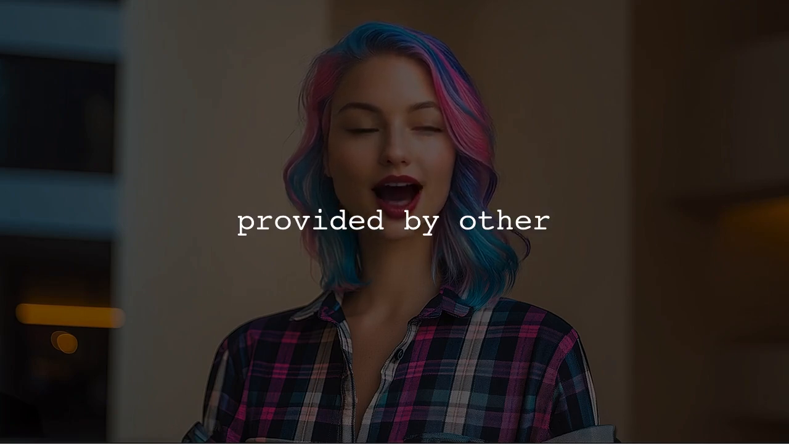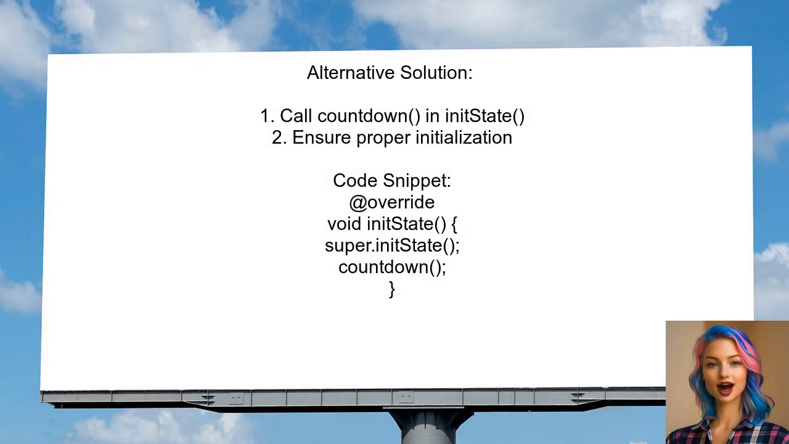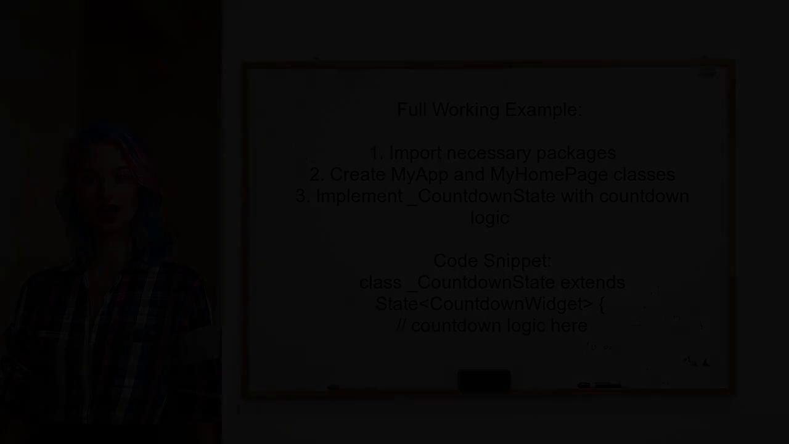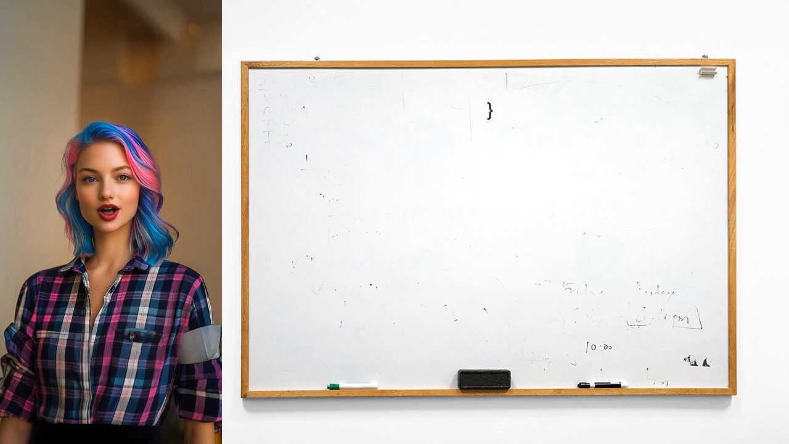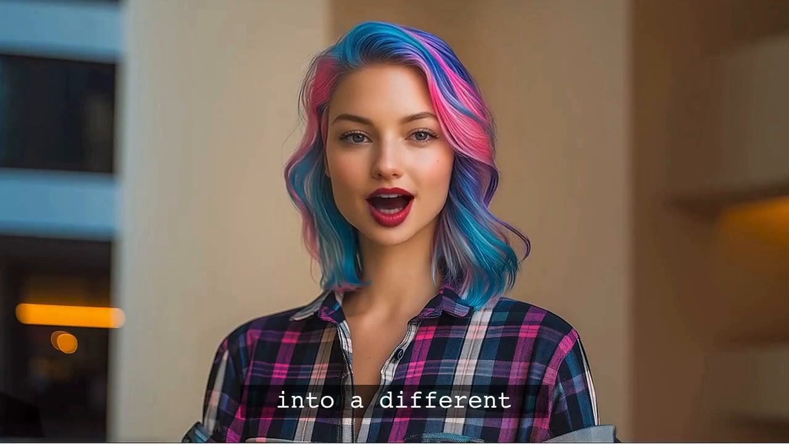Now let's look at the answers provided by other users. An alternative approach suggests calling the countdown method from the initState method of the state object. This ensures proper initialization when the widget is created. The user also provides a complete working example, demonstrating how to set up the countdown widget correctly, including the necessary imports and class structure.